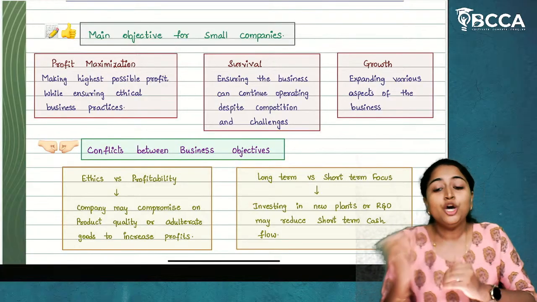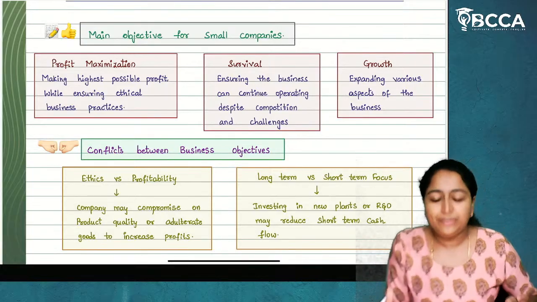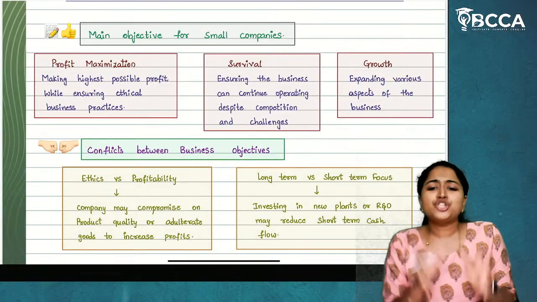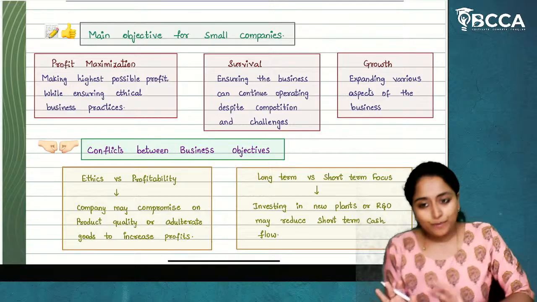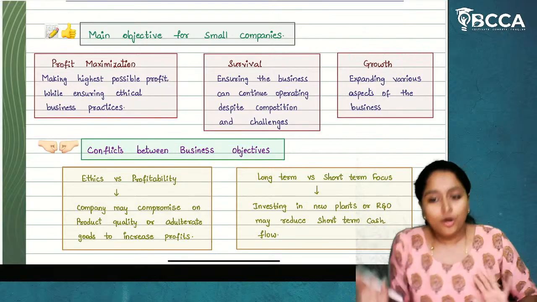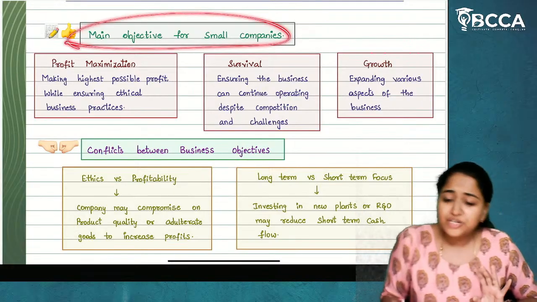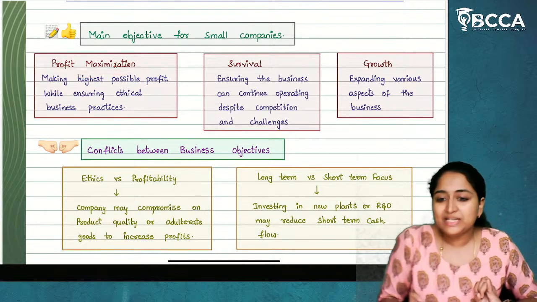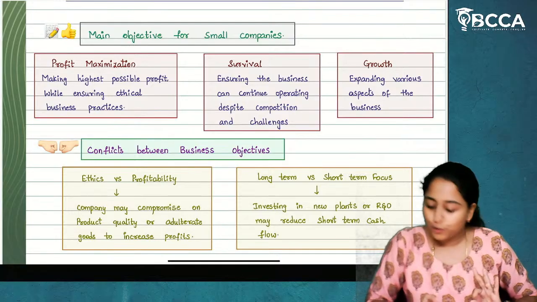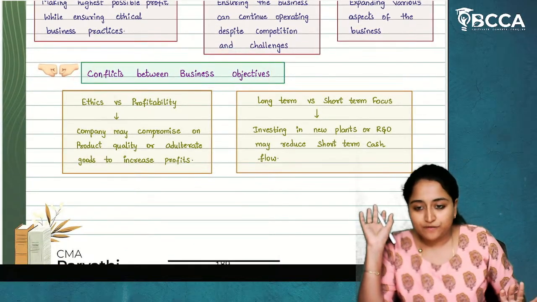And regarding growth, okay, I have 10 products now in my shop. I'll increase to 20 products so that my profit will increase, my revenue will increase. So this is a small company's objective. They'll not think about big goals. They'll only focus on the objectives. They'll be short-term focused, not long-term focused. The main objectives for small companies: one is profit maximization, or survival in the market, or growth. I hope it's clear.